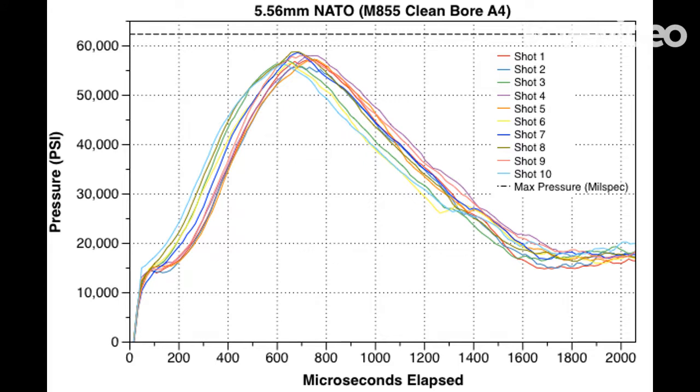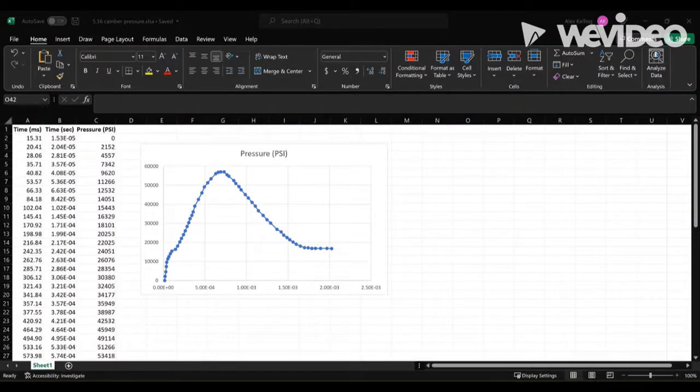When I say immense pressure, I mean it. A chamber pressure curve can reach up to 60,000 psi, as seen here. I took this data and extrapolated it to Excel to create a table of values over time.